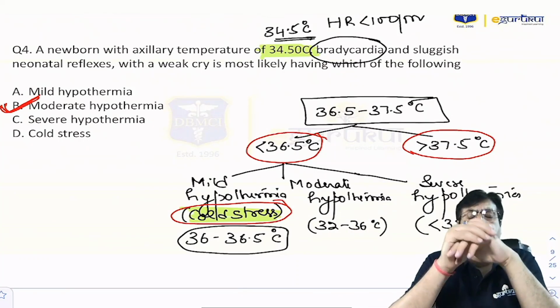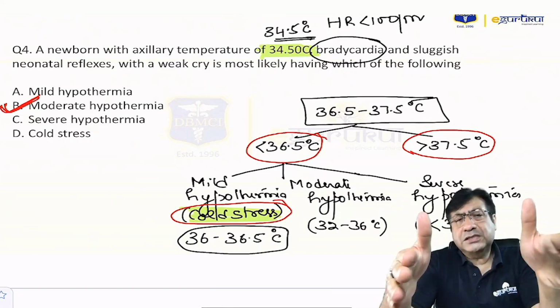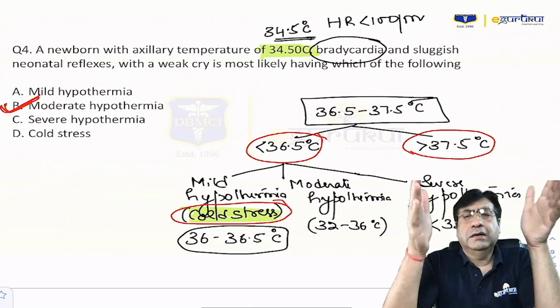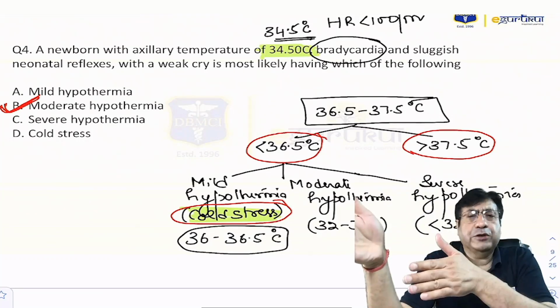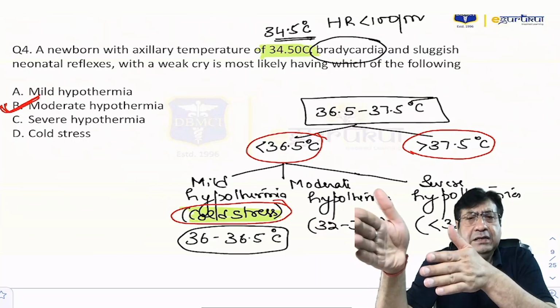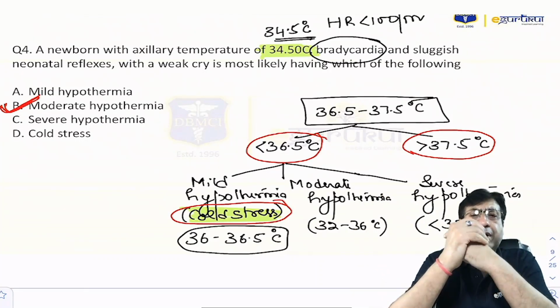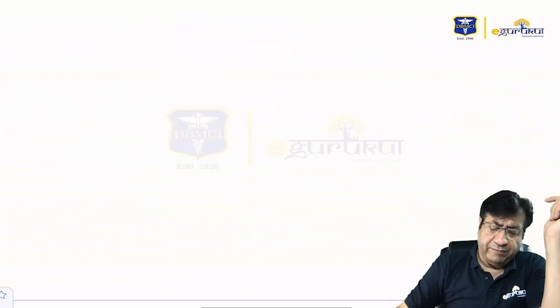So this is question number 4. Please remember the different degrees of hypothermia according to the temperature, and in this case the child is having a moderate form of hypothermia. Coming now to question number 5.